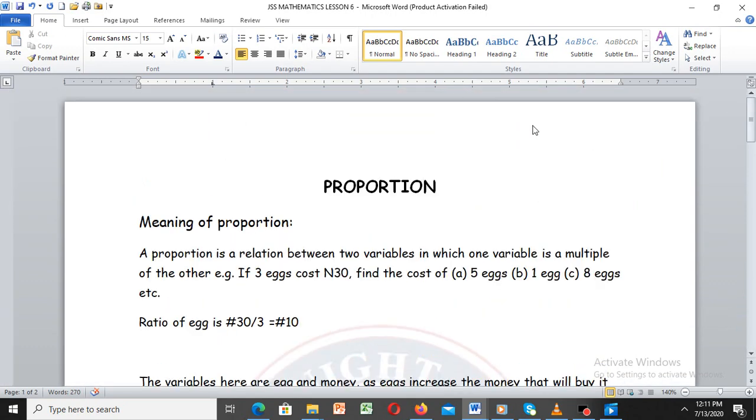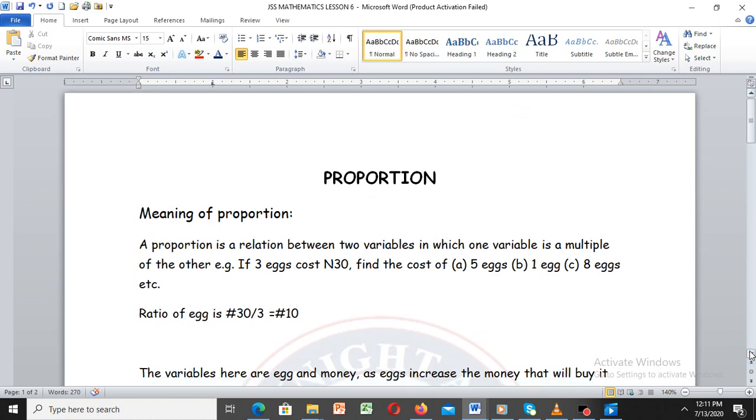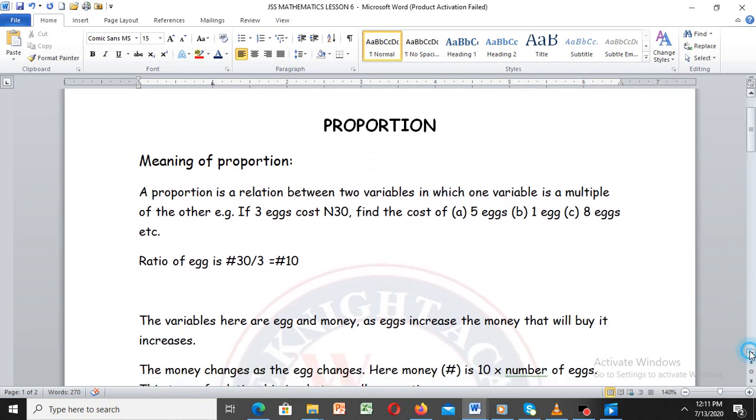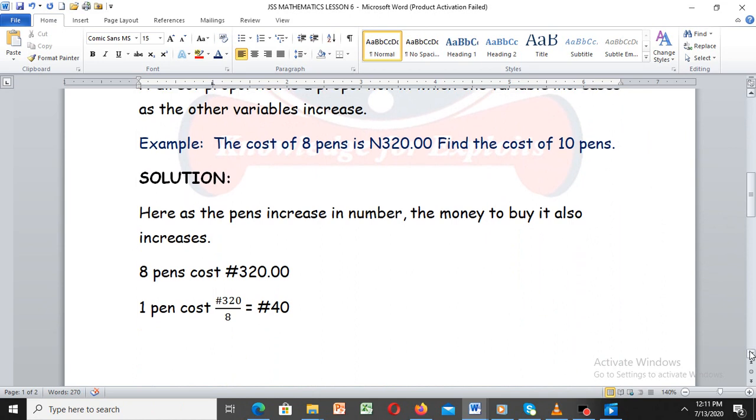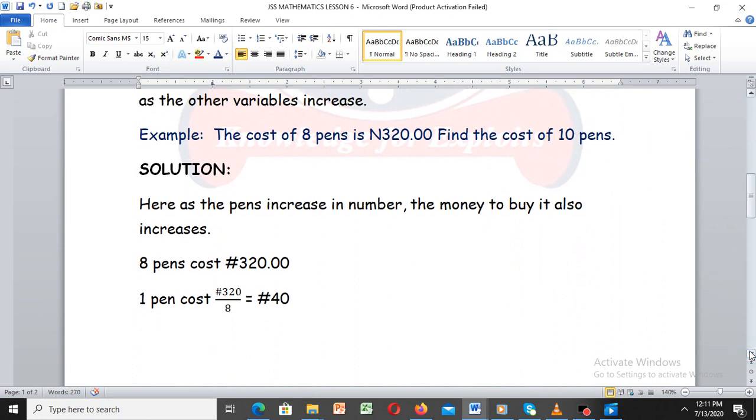Here comes the end of our lesson for today. As I said, our next topic will expatiate more on proportion and discuss inverse proportion or indirect proportion.